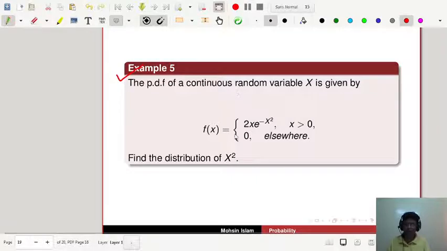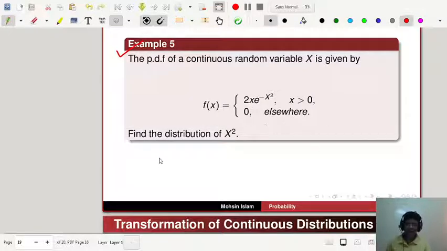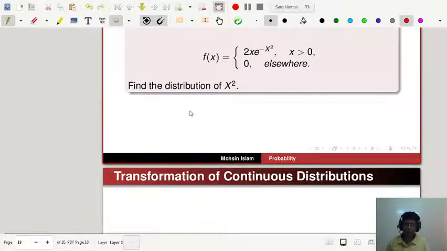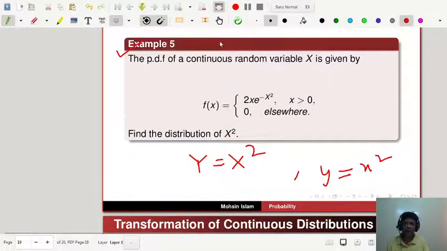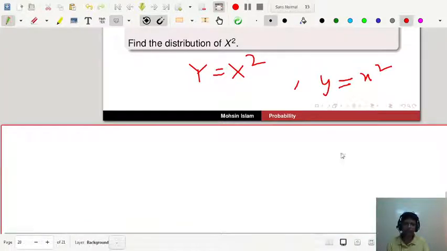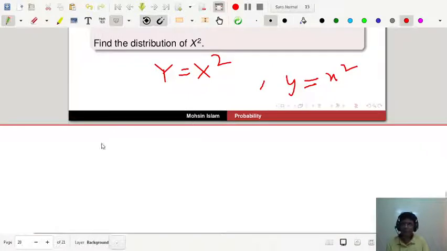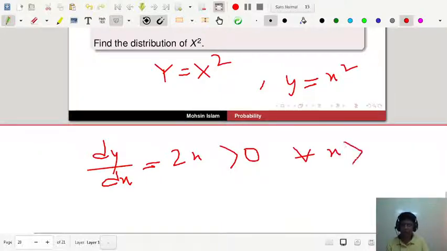we have another one. The PDF of a continuous random variable x is given by 2x e to the power minus x square if x is positive and 0 elsewhere. Find the distribution of x square. So let y equal to x square, in real variables y equal to small x square. So let me add a page here. So dy/dx equal to 2x, and this is positive for all x greater than 0, right?